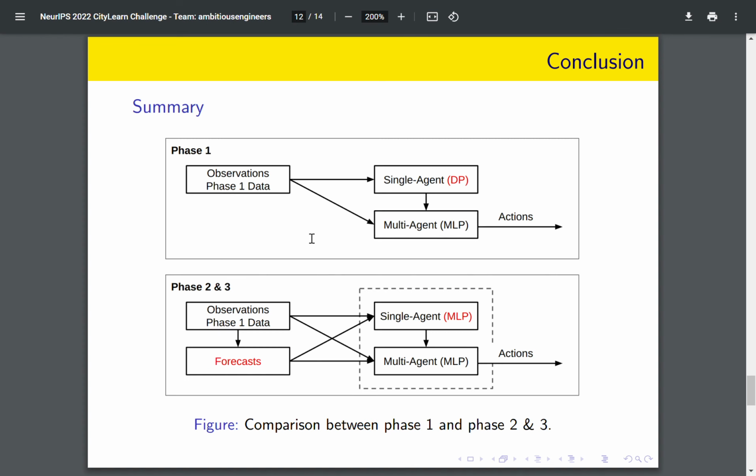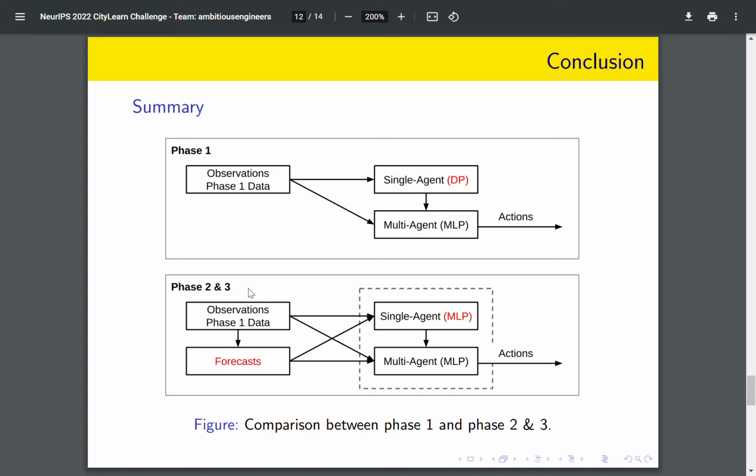So to conclude, this is a high-level overview of our approach. This slide's not meant to be very detailed. It's mainly meant to show the similarities between the two approaches. So in phase 1, we trained a single agent model, and we optimized it with dynamic programming. We fed the single agent actions into a multi-agent model, and we also gave it group info. And this multi-agent model tried to correct the single agent actions.